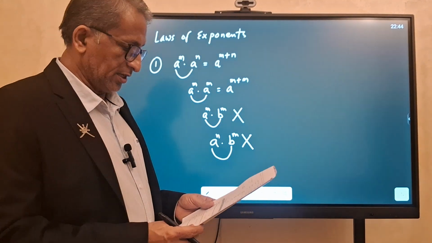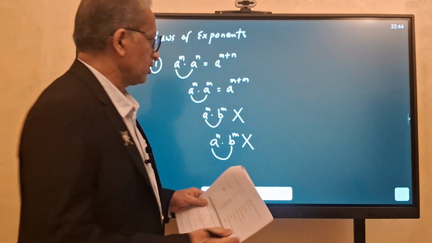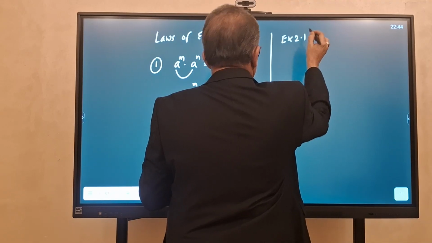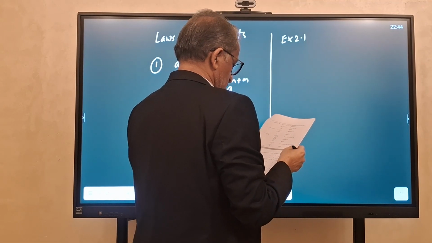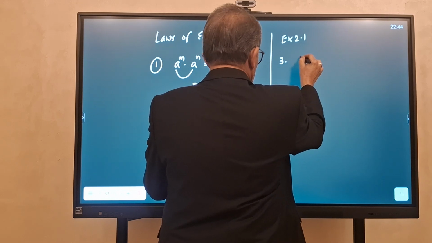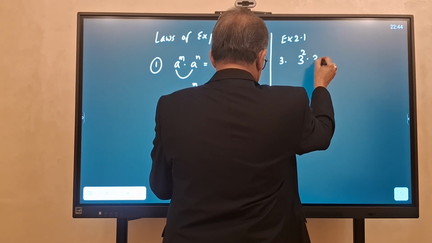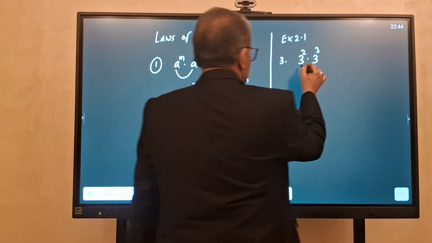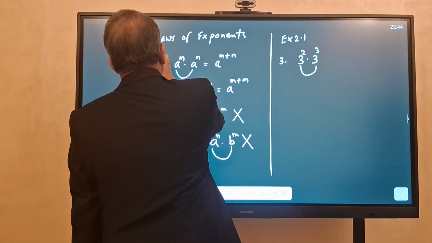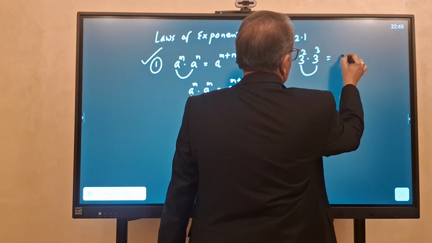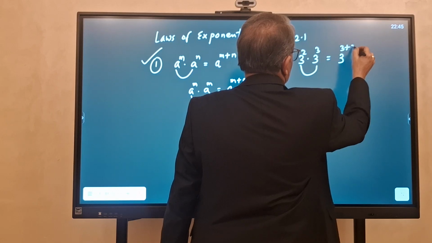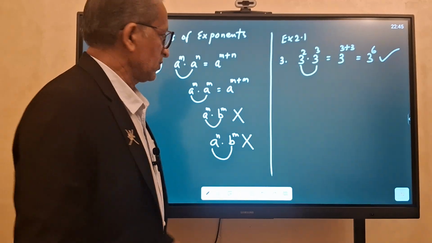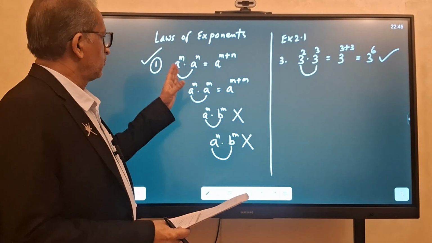Let me take an example from exercise 2.1, question number 3: 3^2 times 3^3. So we have to simplify this. Since the bases are the same, I can apply this formula. The answer is 3^(3+3)... that is, 3^(2+3), that is 3^5. This is how we use the first law.